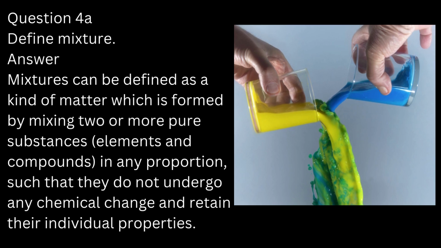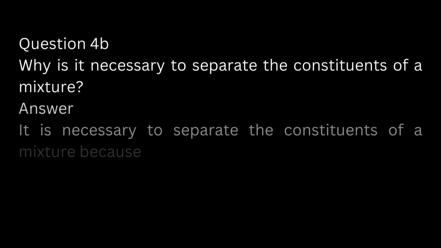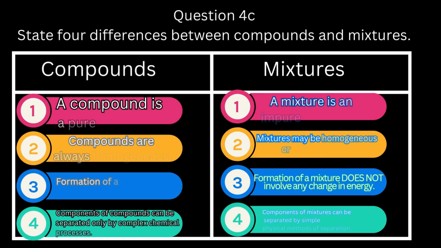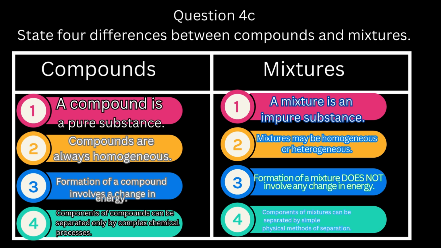Question 4a. Define mixture. Answer. Mixtures can be defined as a kind of matter which is formed by mixing two or more pure substances, elements and compounds, in any proportion such that they do not undergo any chemical change and retain their individual properties. Question 4b. Why is it necessary to separate the constituents of a mixture? Answer. It is necessary because: 1. To remove unwanted and harmful substances. 2. To obtain pure and useful substances.